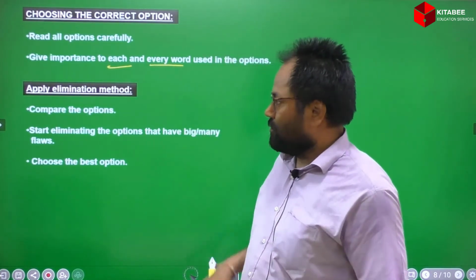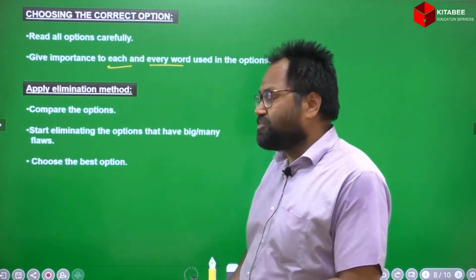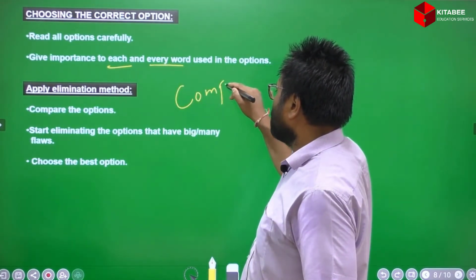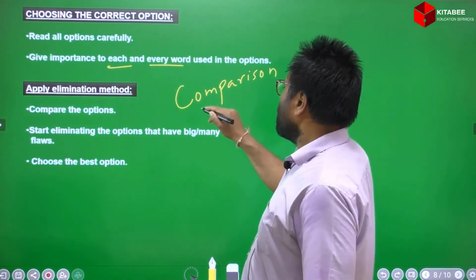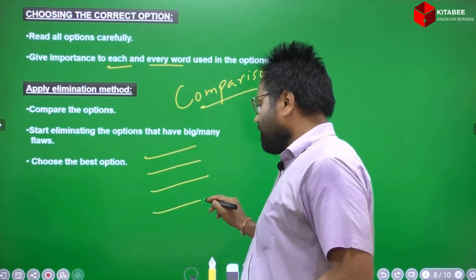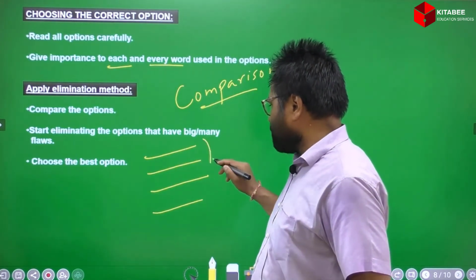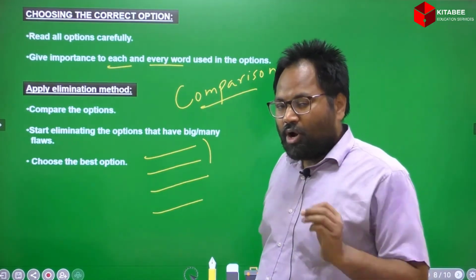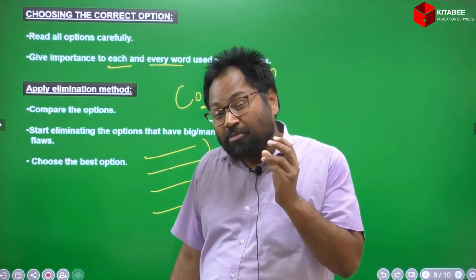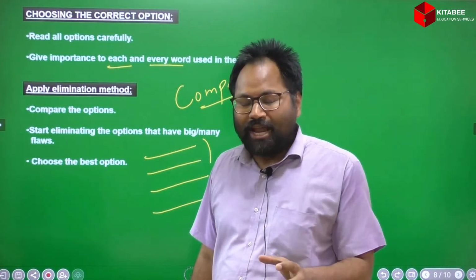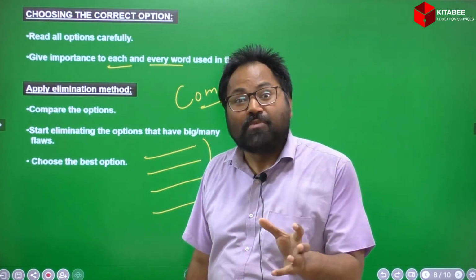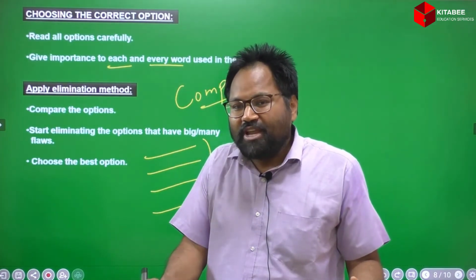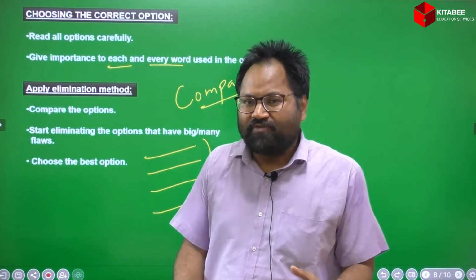But here, when I say apply the elimination method, there is importance of comparison. When you compare 4 options, when you get close to the 2 options, you have to choose the best option. And listen to it. What happened? Sometimes an option looks like the answer, but it doesn't have some of the information, some major ideas given in the paragraph. And what happened? People leave it. People think, oh, it has missed some of the ideas.